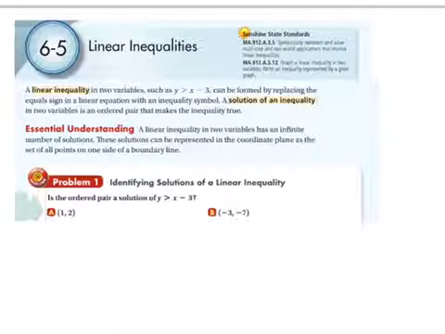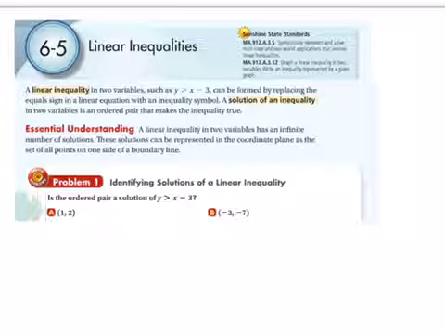All right, guys, so here we are. We're going to do lesson 6.5, linear inequalities. A linear inequality is basically kind of like slope-intercept form, except this time we're going to have greater than, less than, greater than or equal to, less than or equal to, that type of thing.